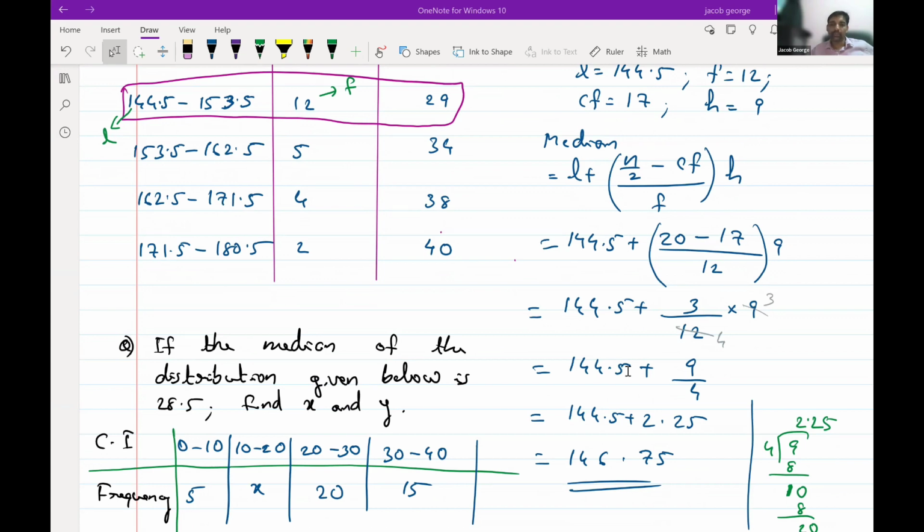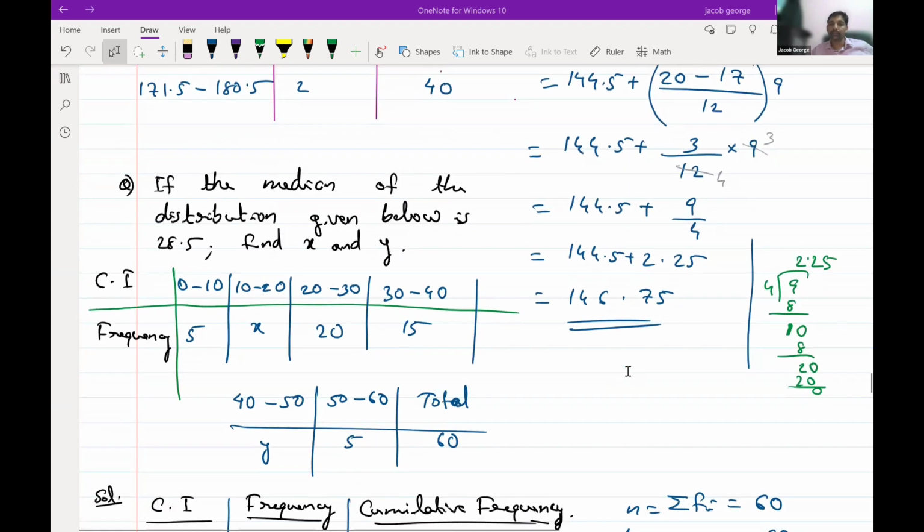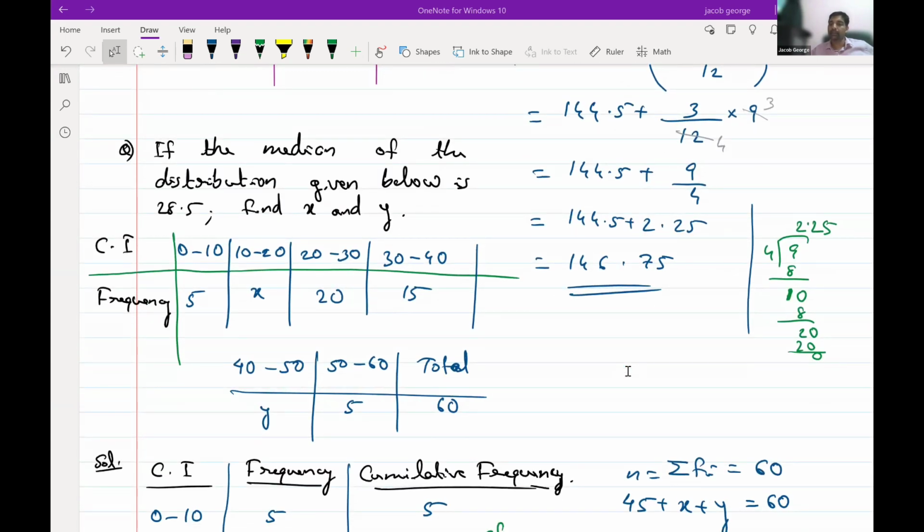Next, one of the most important questions: missing frequency question if median is given. Here also, 2 missing frequencies. So 2 missing frequencies means a total frequency is also required for the formation of equations. So here, total is given 60. Median is given 28.5. Find the missing frequencies X and Y. Very important type of question. Missing frequency question based on median, clear? 5 marker.